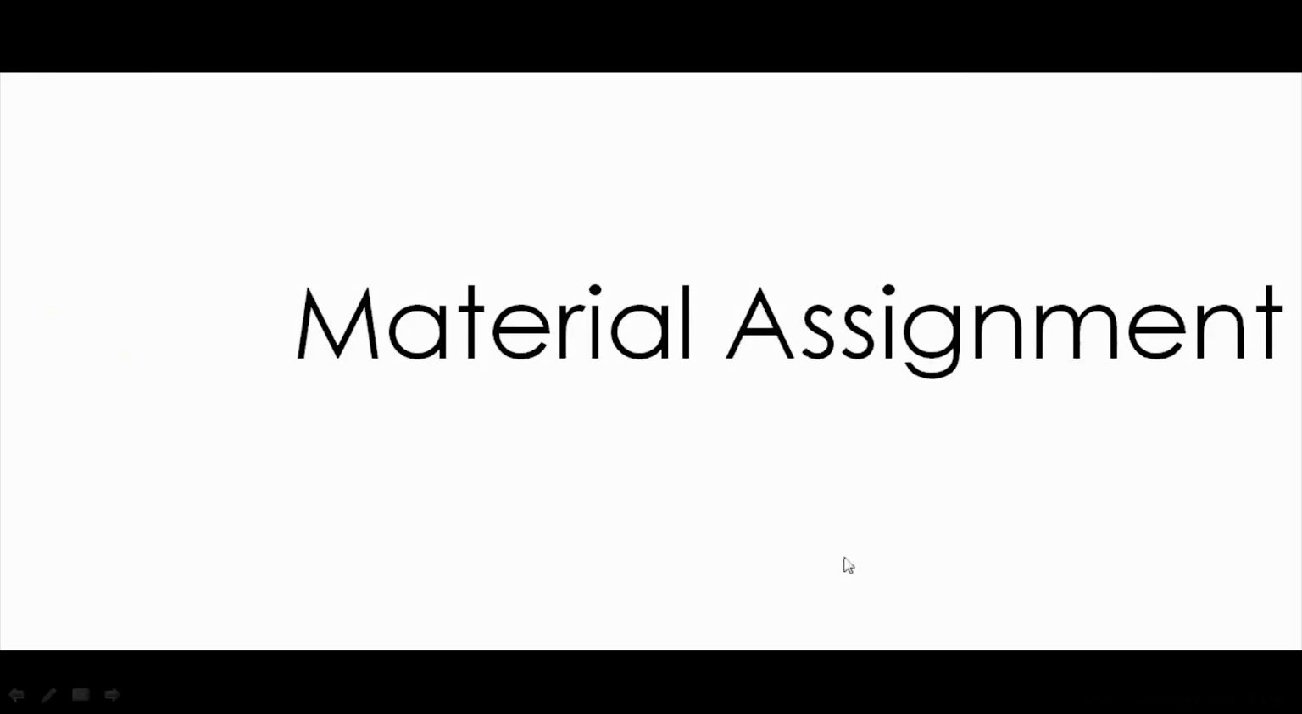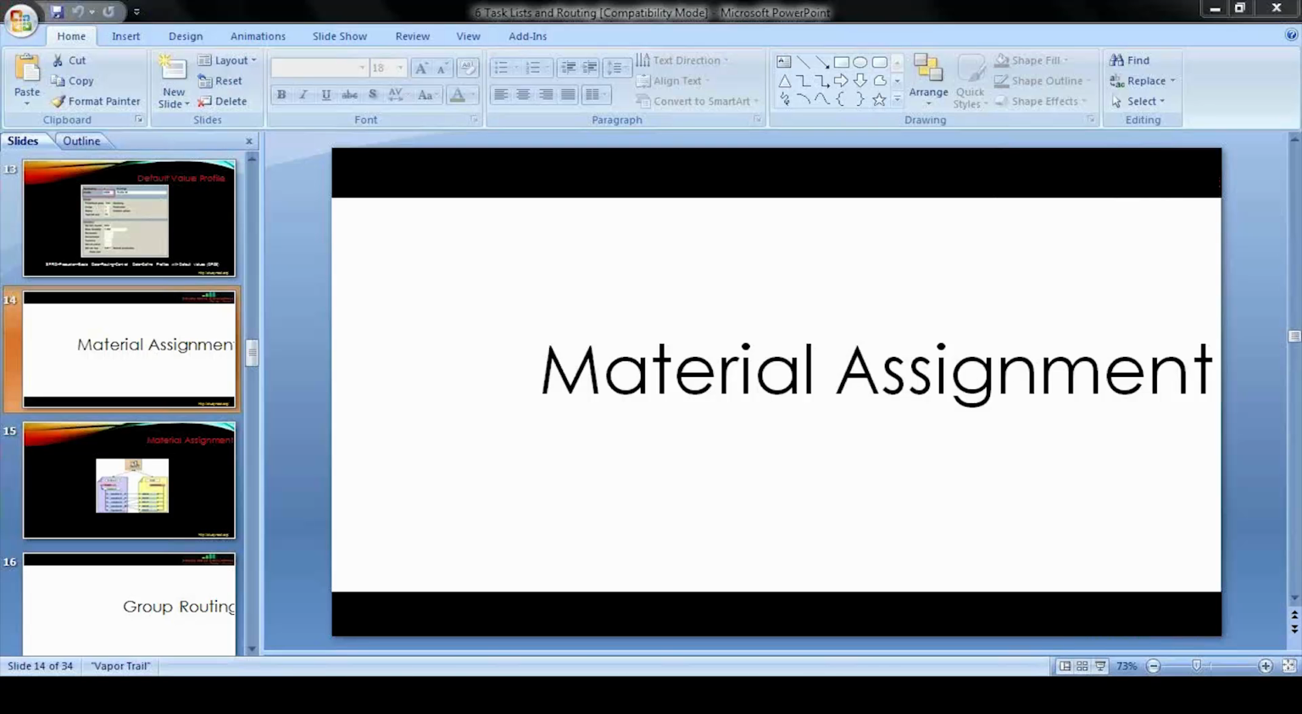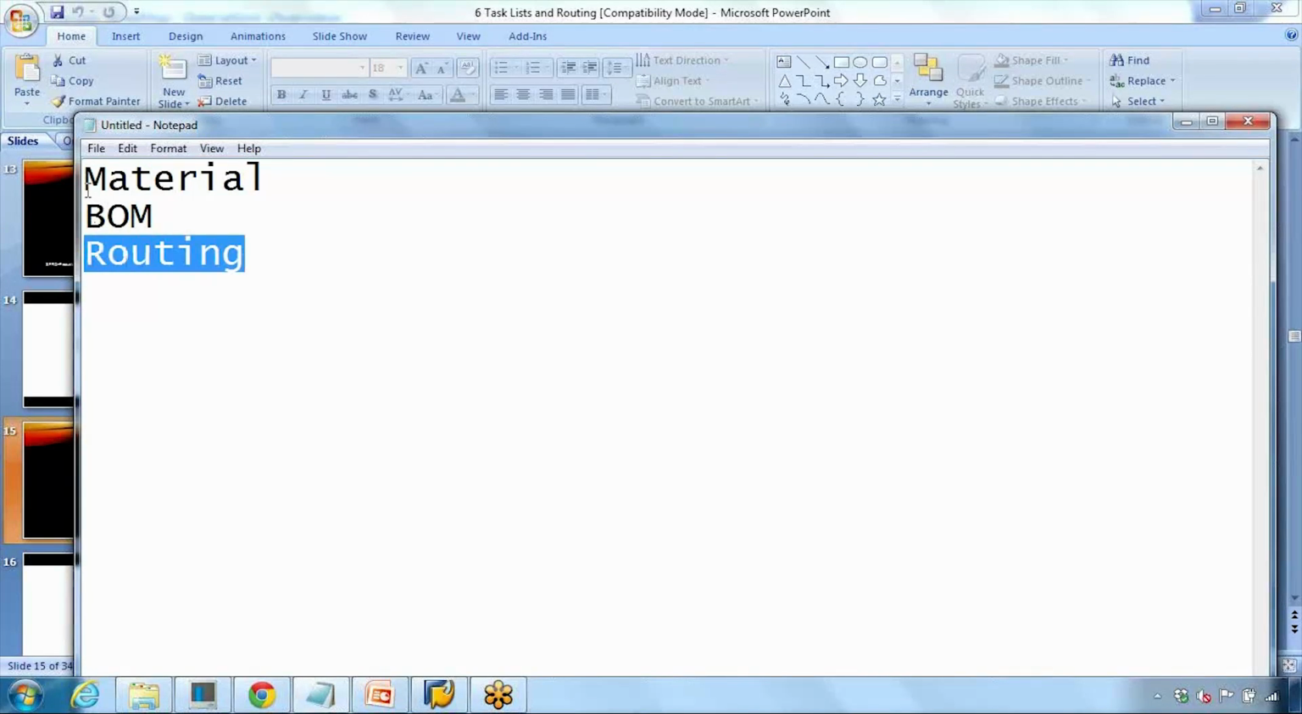Next, we're going to talk about material assignment within the routing. Now, what material assignment means is, if you remember, so far in the training, first we created a material, then we created a BOM, bill of material. Now we're creating a routing. So before you create the routing, it's mandatory that you have created the material and BOM, because in the routing you will be using the material, obviously, but the BOM as well.